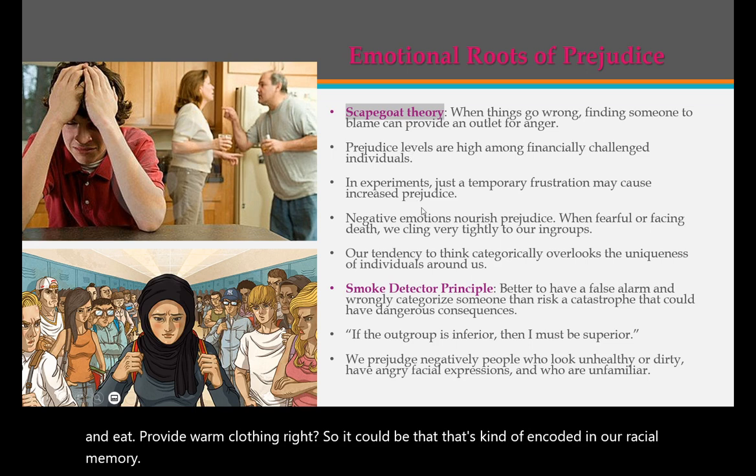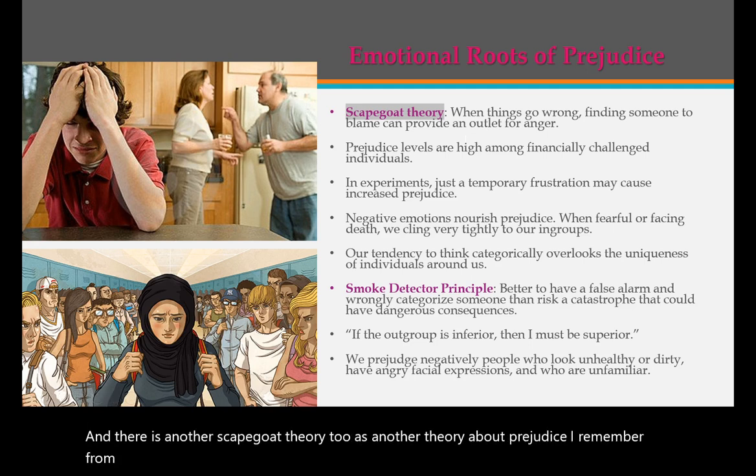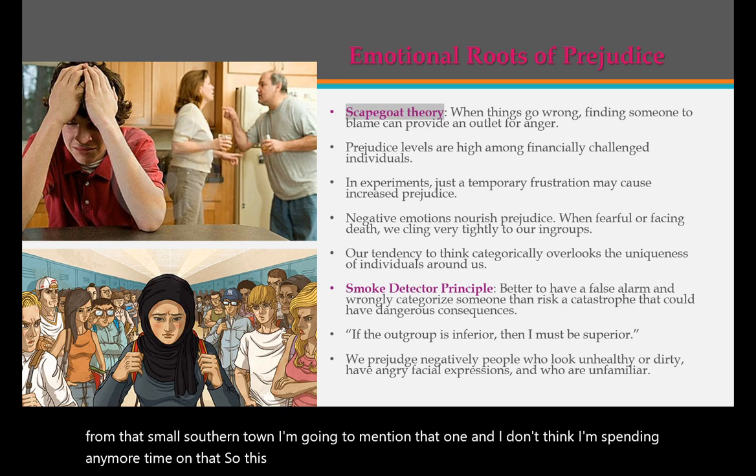Okay, so let's see. Oh, and there's another scapegoat theory too. There's another theory about prejudice I remember from that small southern town. I'm going to mention that one, and I don't think I'm spending any more time on this slide except for that. I also remember that.